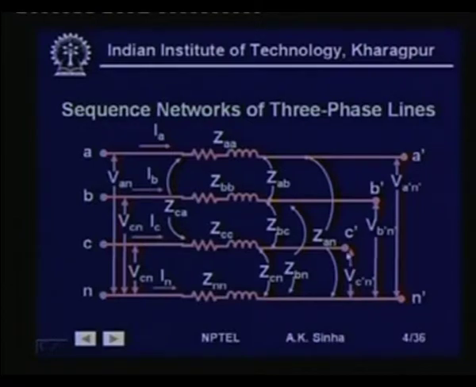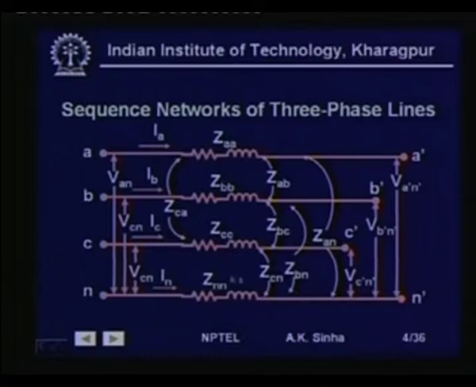Similarly, on the other side we have voltage VC'N' for the phase C conductor, VB'N' for phase B, and VA'N' for phase A. So, this is the complete circuit model that we have here. Current IA flows in phase A, IB flows in phase B, and IC flows in phase C in this direction, and IN is flowing in the neutral conductor.